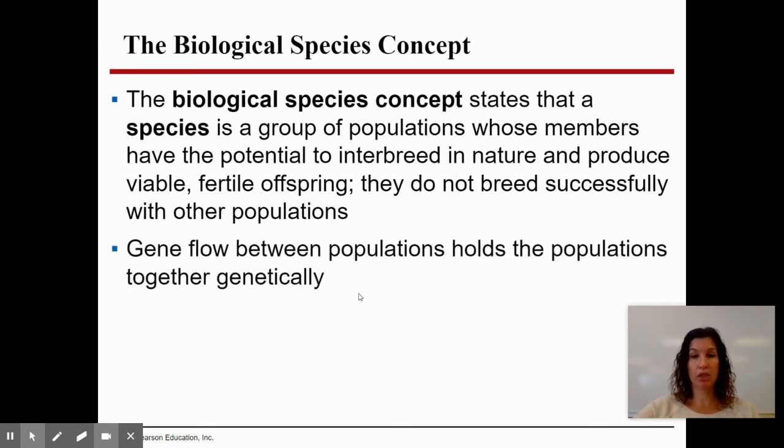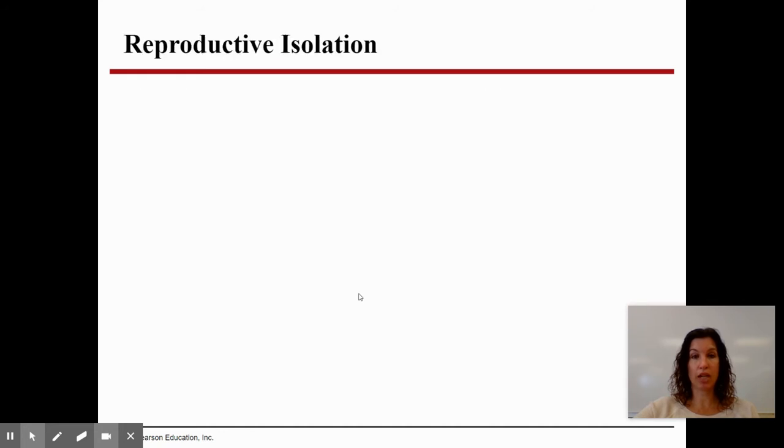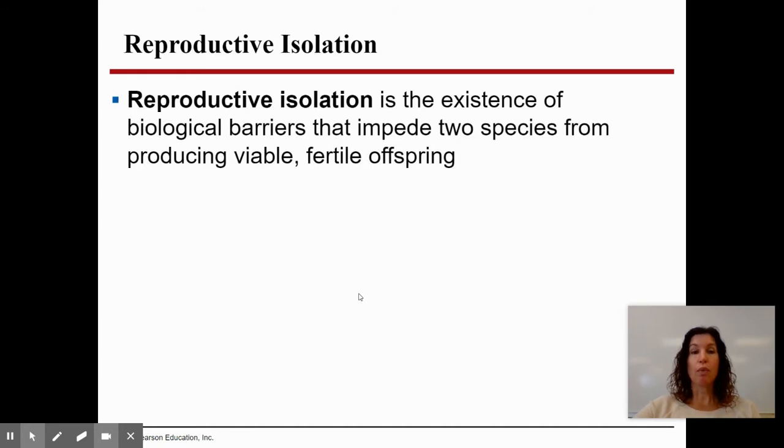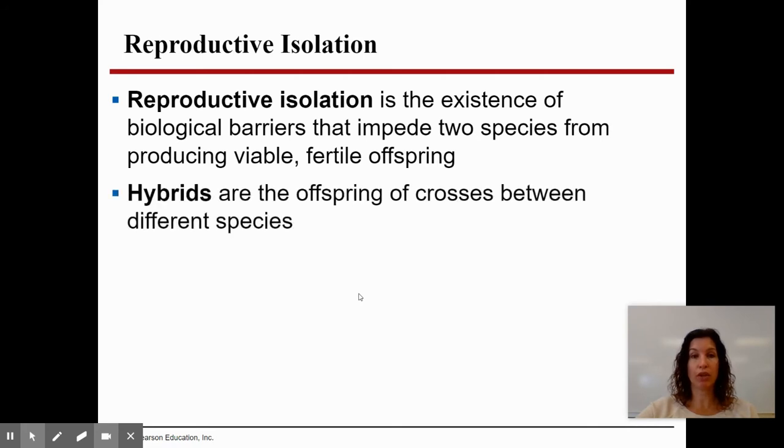Gene flow between populations holds the populations together genetically. So there are different ways that species are maintained, and we talk about that through reproductive isolation. That's the existence of biological barriers that impede two species from producing viable, fertile offspring.